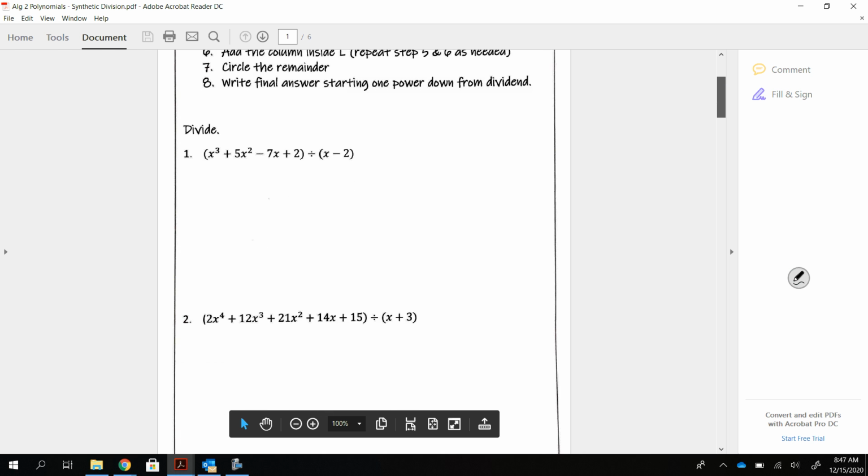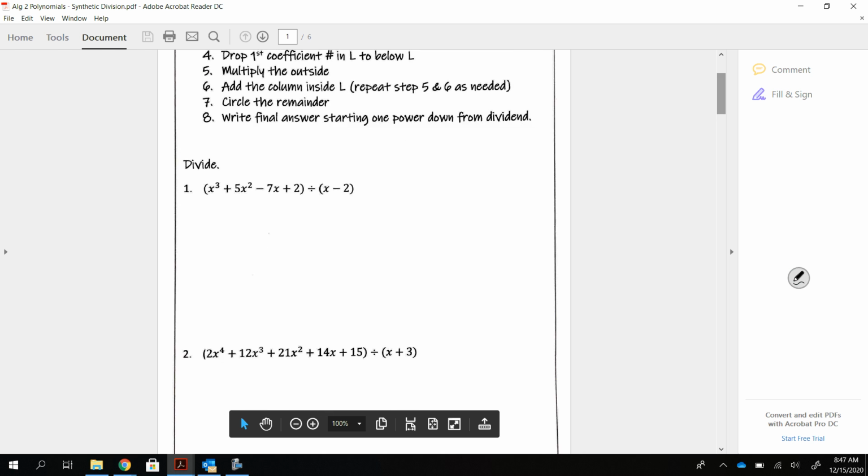All right, so we see number 1, it says divide, and we have a whole bunch of terms. Step 1, we create an L. All right, write an L. Then step 2, use the opposite number outside of the L. So we look at this last number here. We see that as a -2. So we bring it out here, but it becomes a +2.